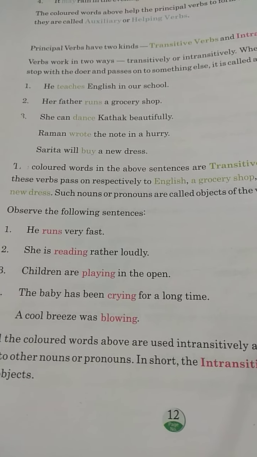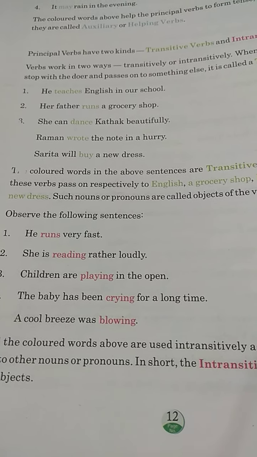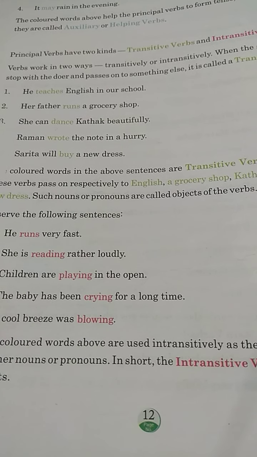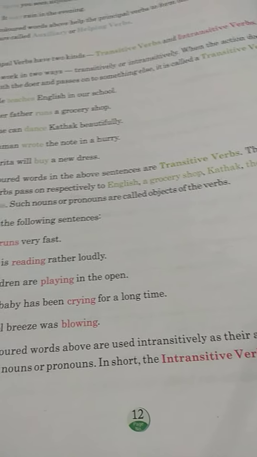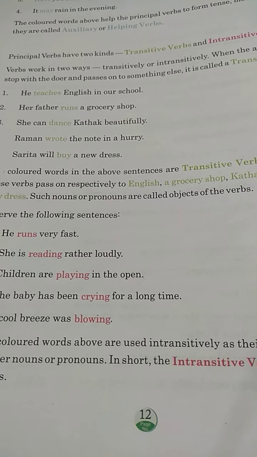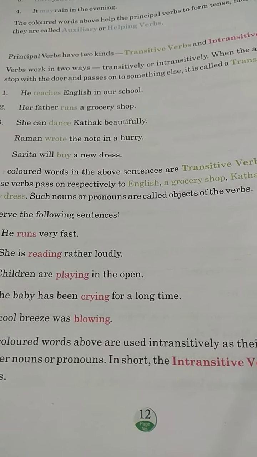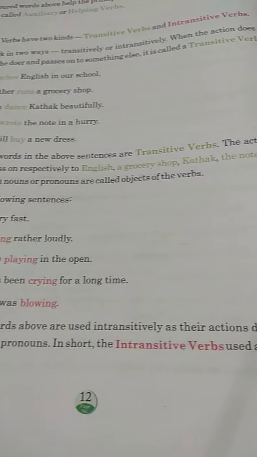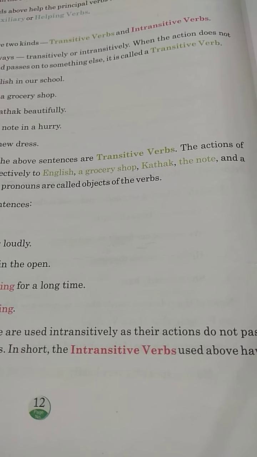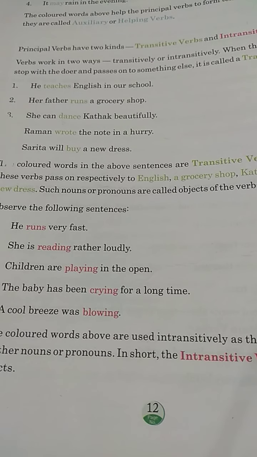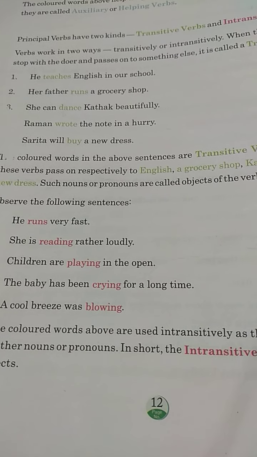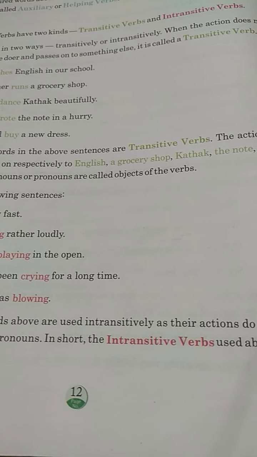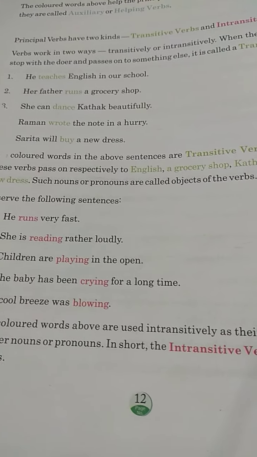Now, principal verbs have two kinds, transitive verbs and intransitive verbs. So, verbs work in two ways, transitively or intransitively. When the action does not stop with the doer and passes on to something else, it is called a transitive verb.